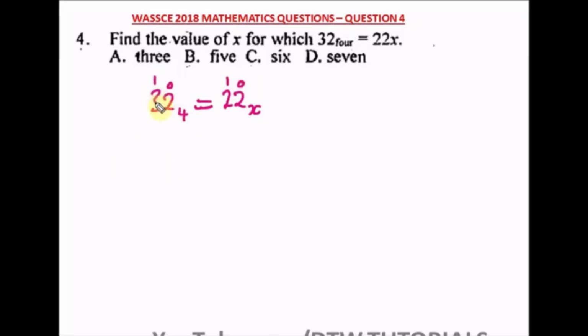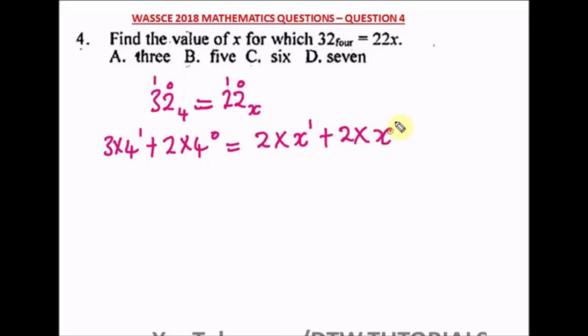Okay, so for 3, what do we have? We have 3 times 4 raised to power 1, that is converting to base 10, plus 2 times 4 raised to power 0, equal to 2 times x raised to power 1 plus 2 times x raised to power 0. Okay, so 4 raised to power 1 will still give us 4, and 4 times 3 will give us 12, plus 4 raised to power 0 is a 1, and 1 times 2 will give us what?